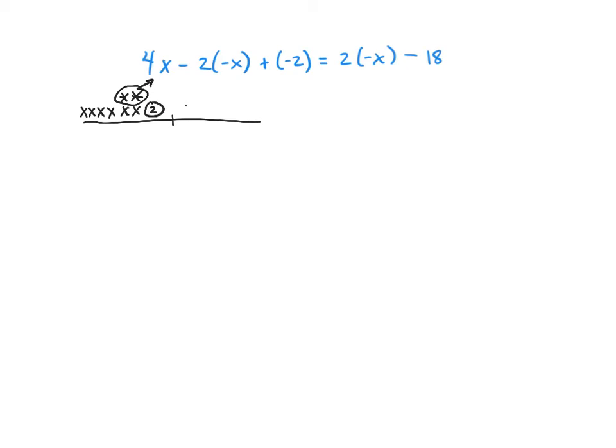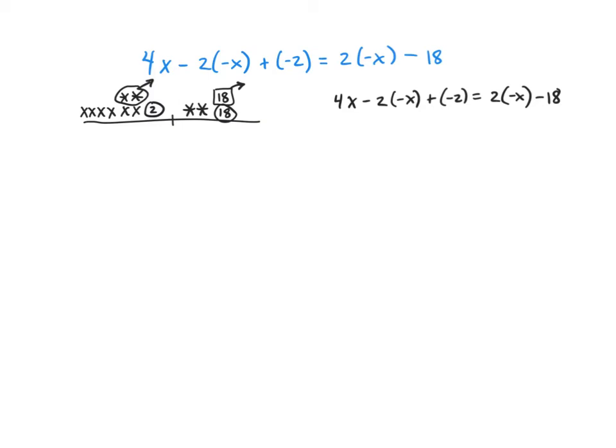On the other side, we have 2 negative x's. And we're subtracting 18. I don't have 18. So again, I'm going to have to add a 0 pair. So a positive and a negative. We're then taking away the positive.